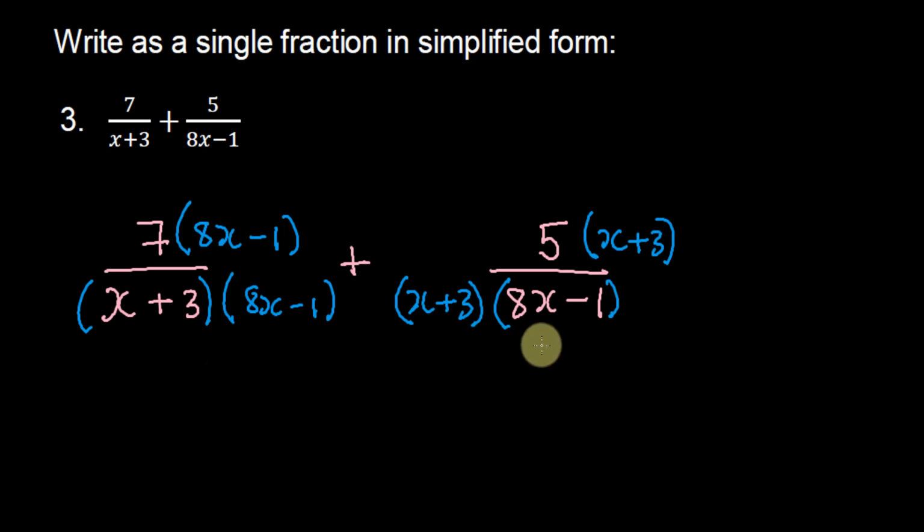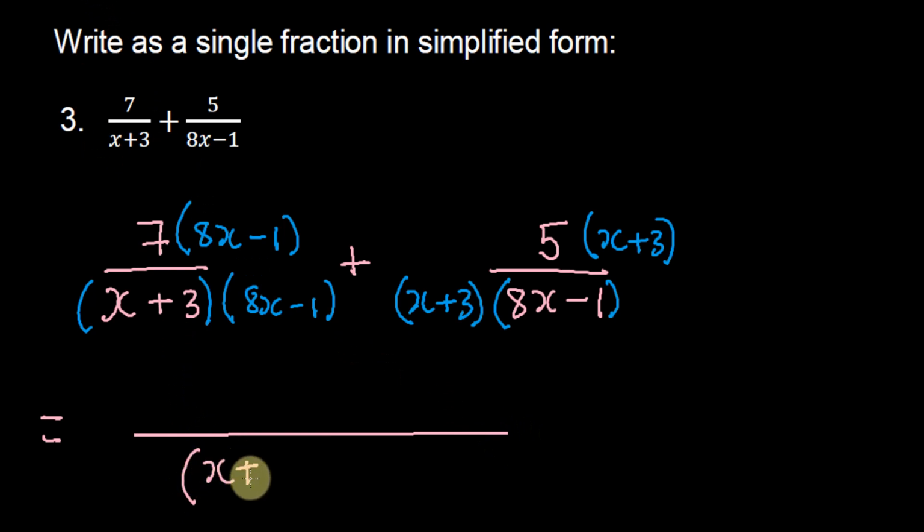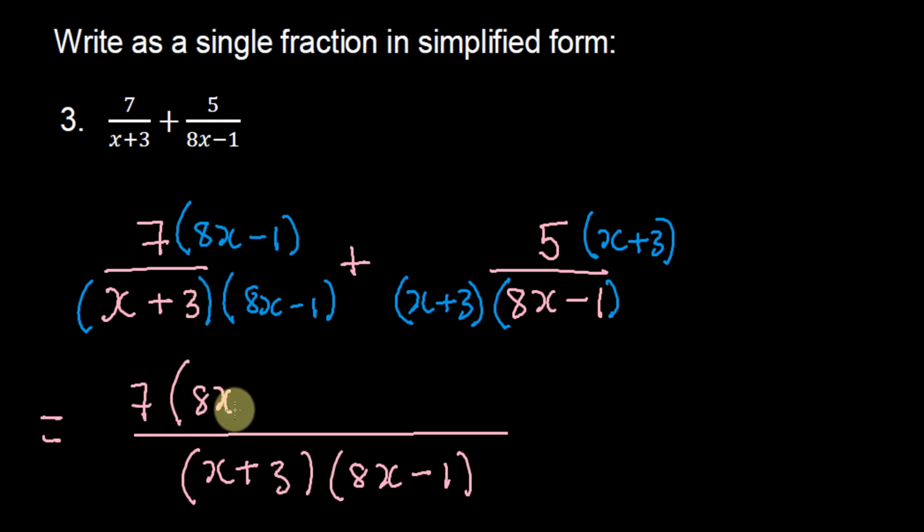Now the denominators are the same, and we can write everything over one denominator. So a common denominator of x plus 3 into 8x minus 1. We can write everything over this denominator, so we'll have 7 into 8x minus 1 plus 5 into x plus 3.